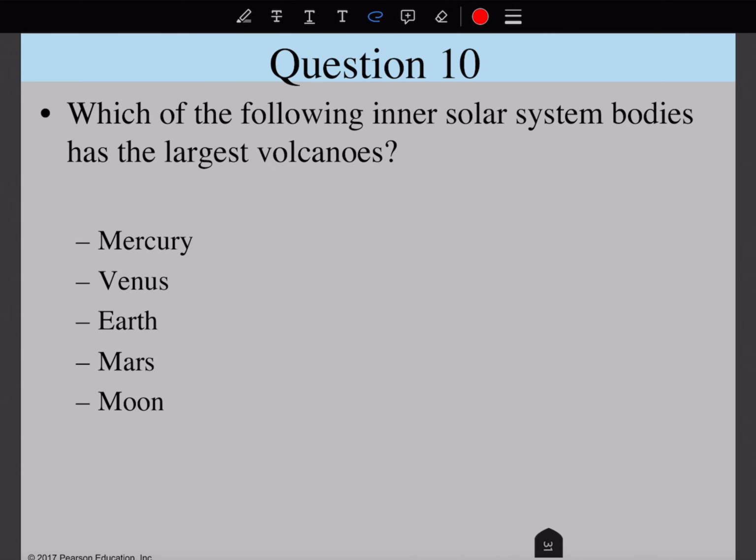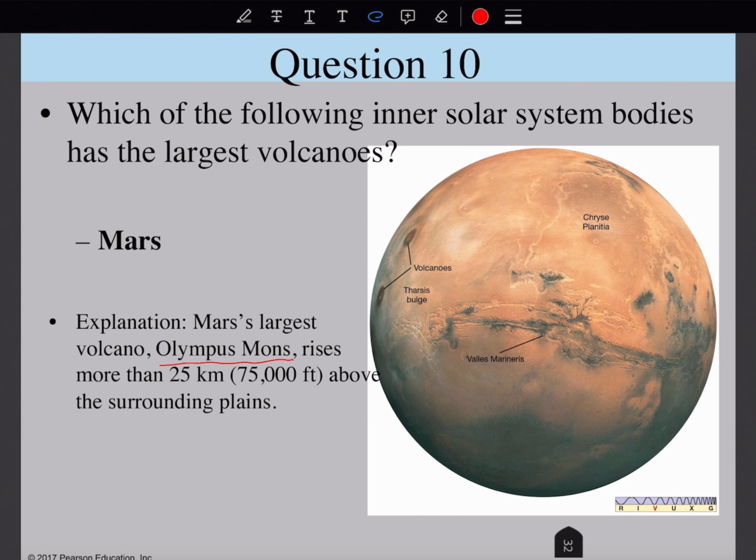All right. Which of the following inner solar system bodies has the largest volcano? So that's going to be Mars. Because Mars is half the size of the Earth, it has a low gravity, and so that allows it to have the largest volcano in the solar system, named Olympus Mons.